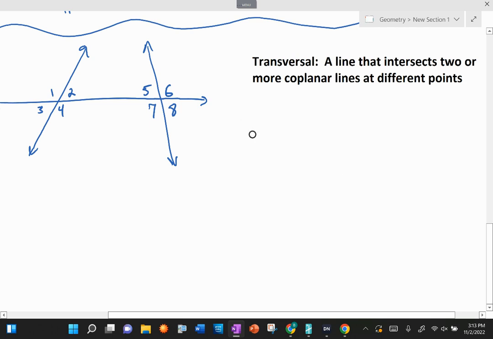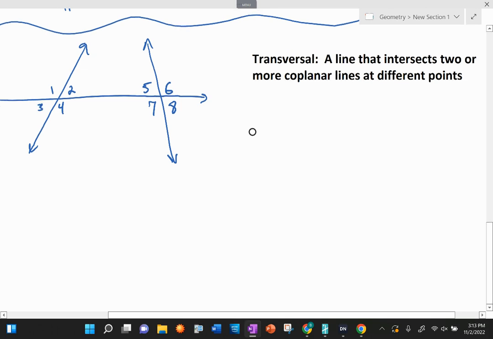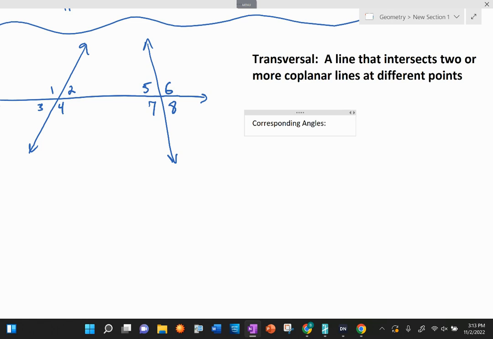Now, what are our angle relationships? 1 and 6 are equal. 2 and 5 are equal. What are their names? Wait, how do you know 1 and 6 are equal? We have corresponding angles. 5 and 8 are equal. 1 and 4 are equal. 3 and 2 are equal. Vertical angles will be one of them, yes, but we have some that we need to talk about that we haven't talked about yet.